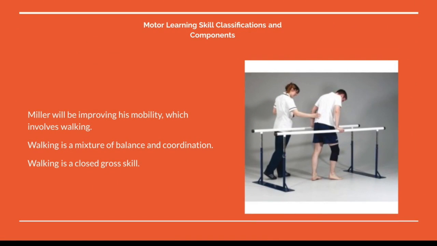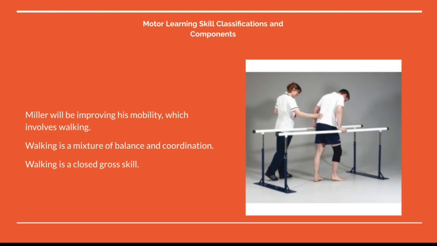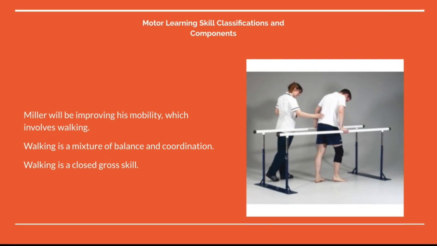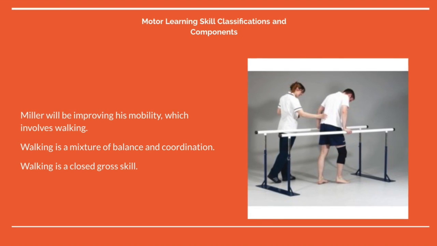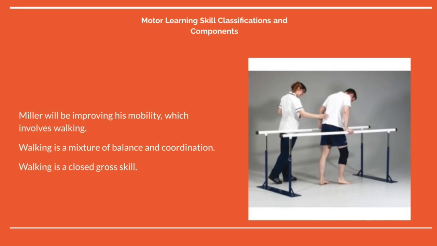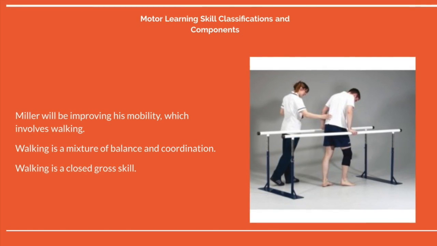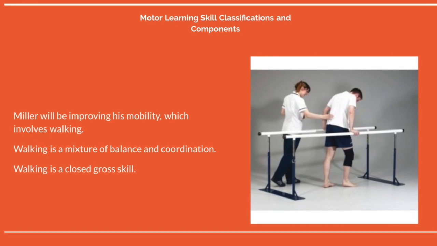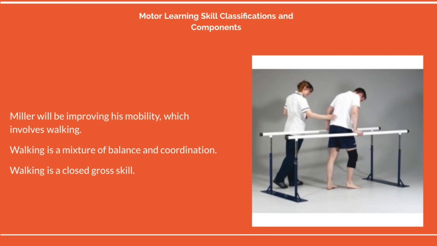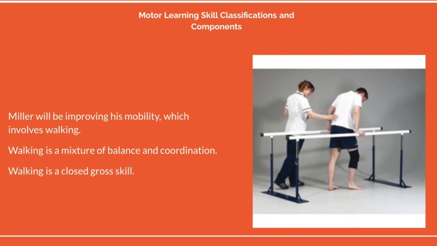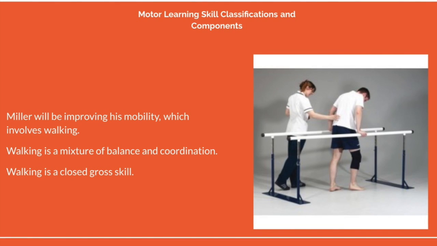For the motor learning skill classification and components, Miller will be improving his mobility involving walking. Walking is a mixture of balance and coordination. In Miller's case, him learning how to walk again will be considered a closed growth skill. This skill will be closed because his environment will be controlled. His environment will mostly be at a doctor's office or in rehab. This skill is considered growth because we will be focusing on his improvement.